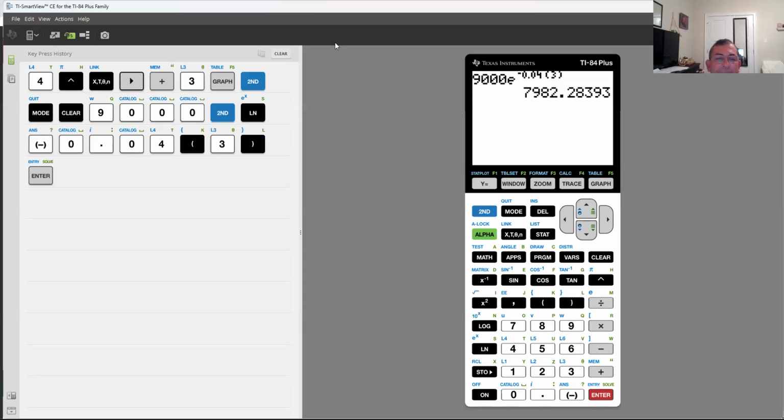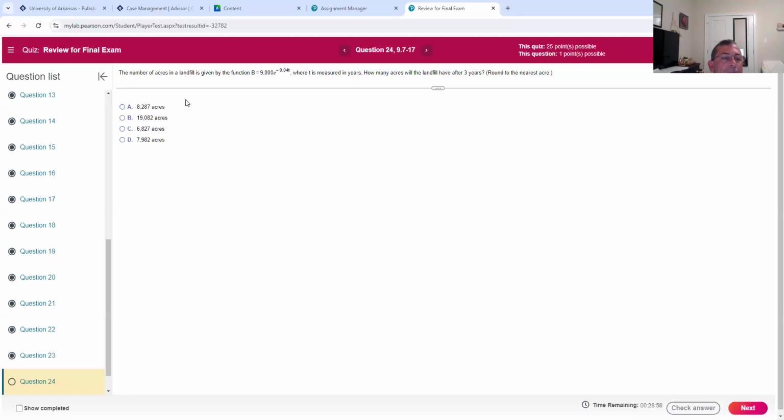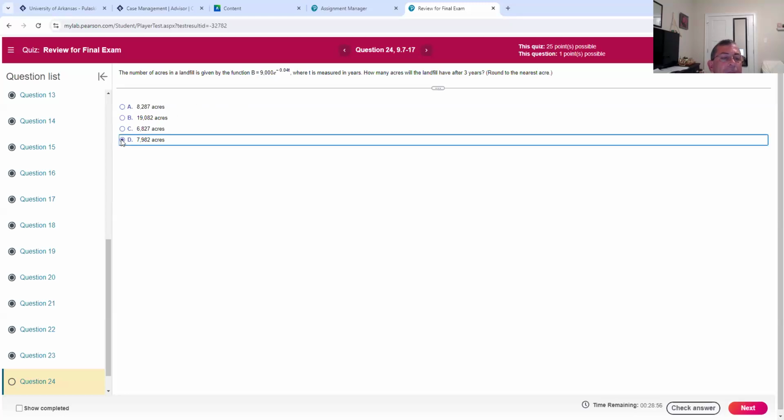So 7982. So y'all, that looks like D. Now y'all, it can't be B because B, if you got a negative exponent, it's going to be less. It cannot be more, okay? So it's got to be less than 9,000, which the other three answers were. So just punch that in and you get D, okay?